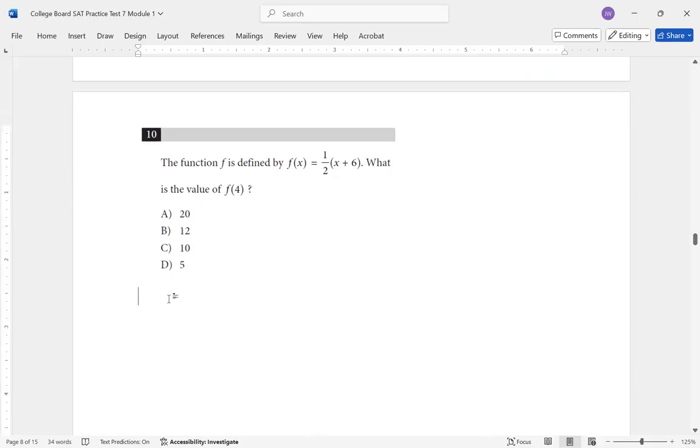Question 10. The function f is defined by f of x is equal to 1/2 (x plus 6). The x plus 6 is in parentheses. What is the value of f of 4?